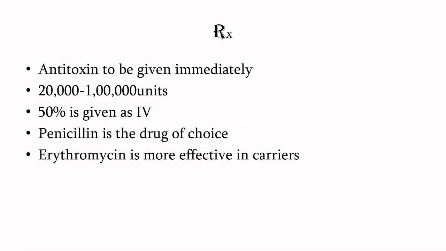Treatment wise, you have the antitoxin, which has to be given immediately if there's a patient who has already developed signs of the diphtheria infection. Generally, around 20,000 to 1 lakh units are used, and 50% is given as an IV dosage. Among antibiotics, penicillin is the drug of choice, and for patients who are carriers not having an active infection, you can use erythromycin, which is supposed to be more effective in carriers.